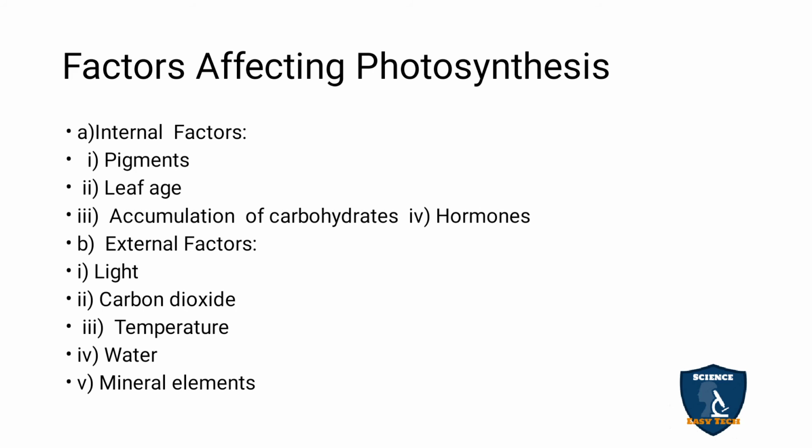Leaf age. If the leaf is too young or too old: young means it will work fast, but if the leaf is old, it cannot prepare food, as it is going to fall off the tree. So at that time it cannot prepare its own food, and photosynthesis is affected. Another factor is carbohydrate accumulation. If carbohydrate accumulation is more, the chloroplast cannot synthesize, that is, the chlorophyll cannot capture the light. That is also one of the problems.